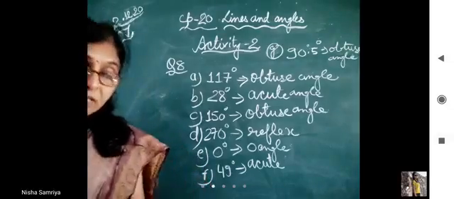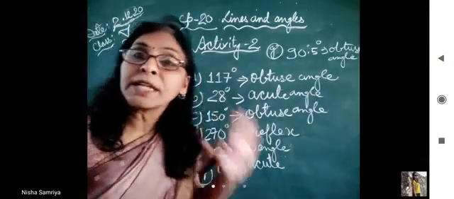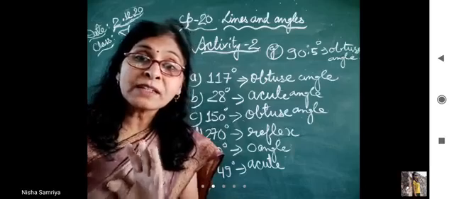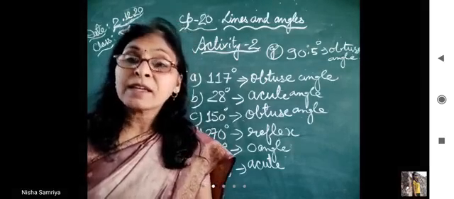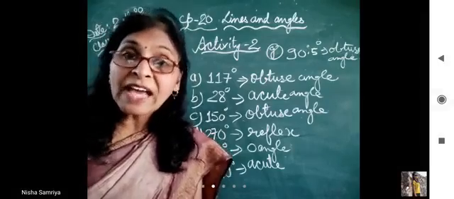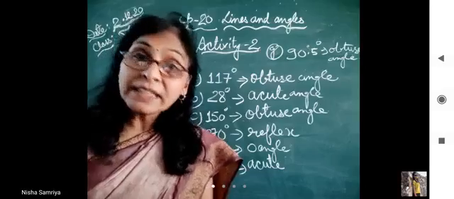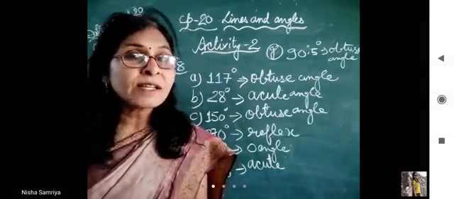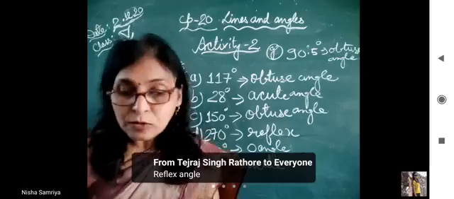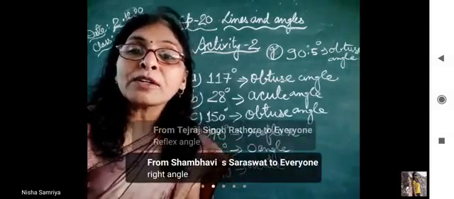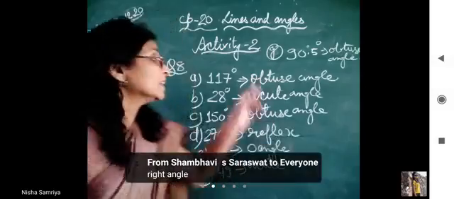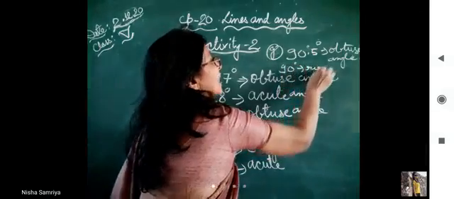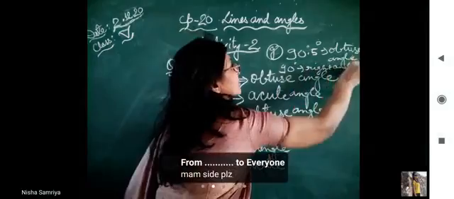So students, if H part is 285 degree, which type of angle? Yes, reflex. And 90 degree is the right angle. Then 360 degree is the complete angle. So students, the remaining part you should try. Okay, if suppose here 90 degree angle, this is the right angle.